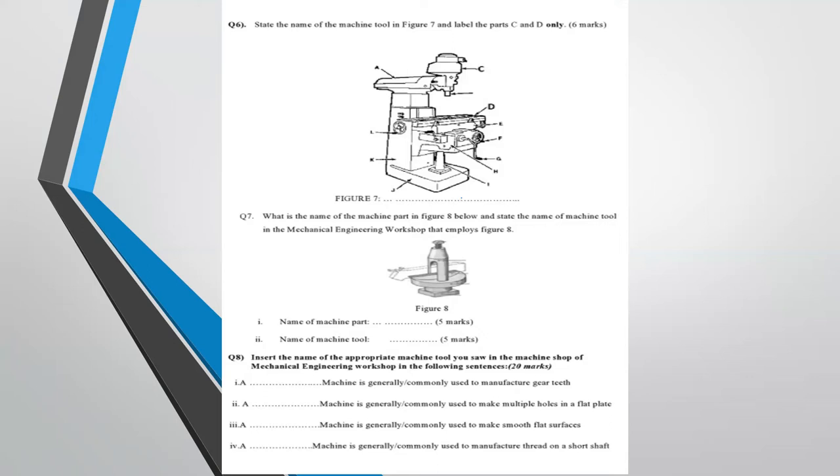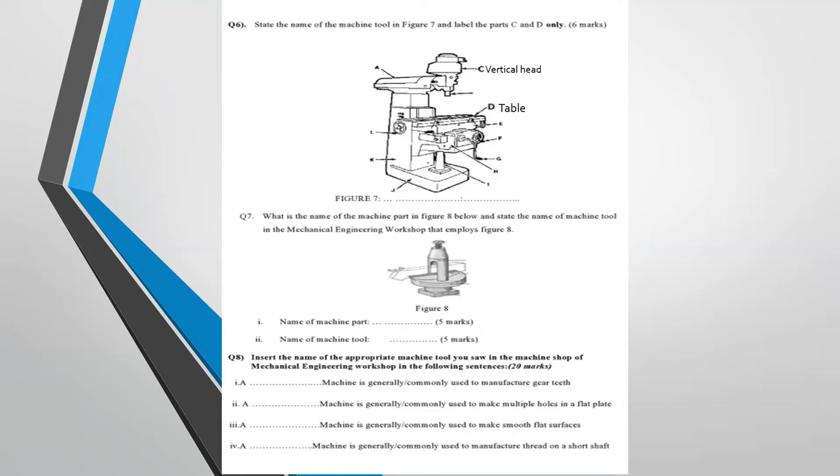So this machine is a vertical milling machine. You can identify if it's vertical or horizontal through the head. So the part C is the vertical head and the part D is the table.